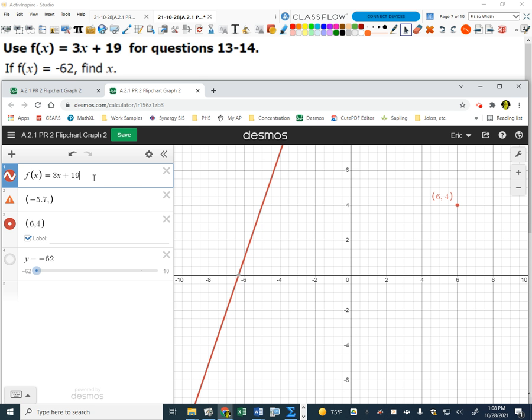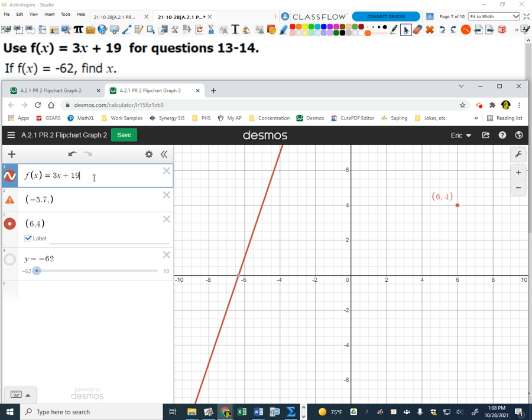I got Desmos up here at my disposal. I can use it any way I want to. Yeah, I can't have it do that. I got to find the y value on my red line when x is -5.7. How would I do that? You guys know how to do it right now. You just got to put the thoughts together.